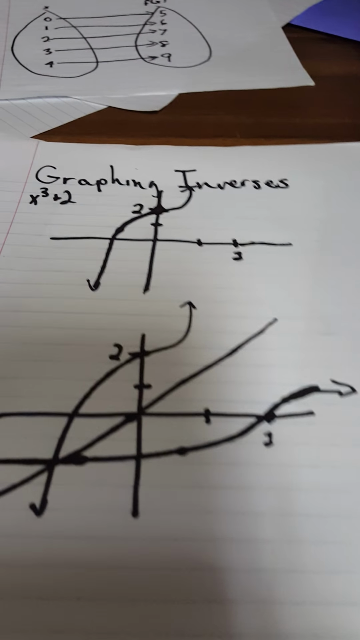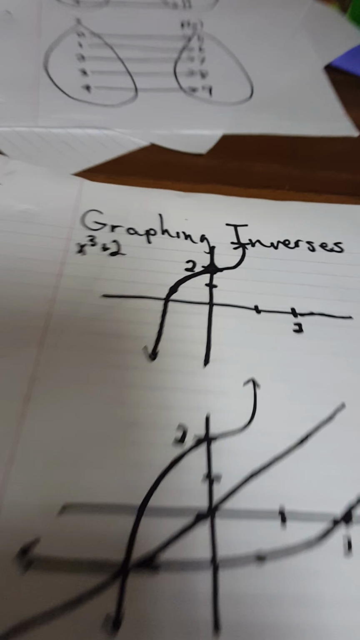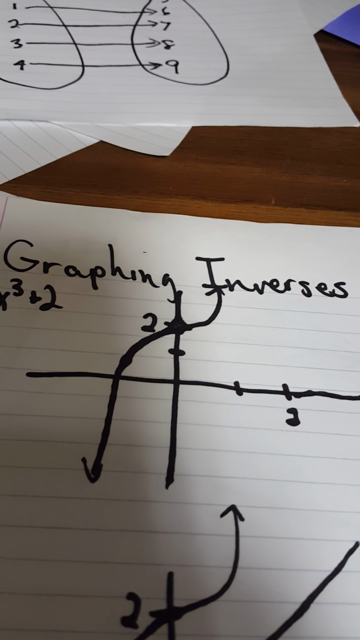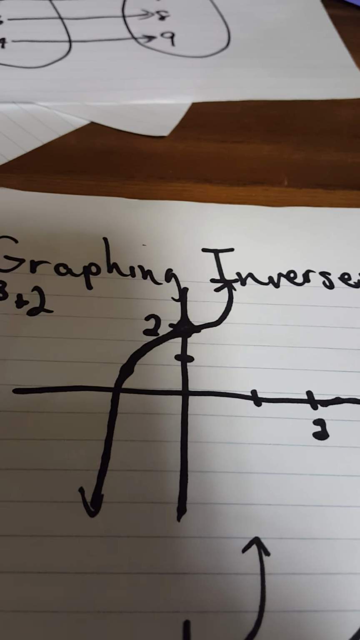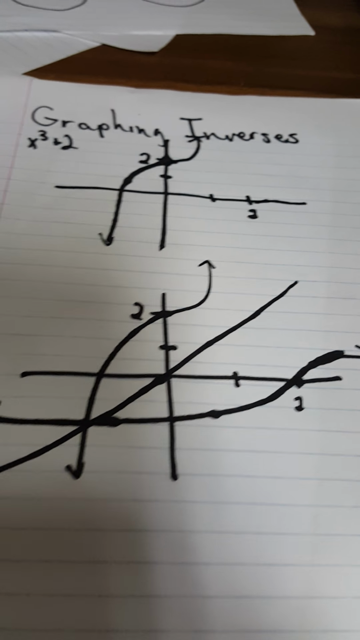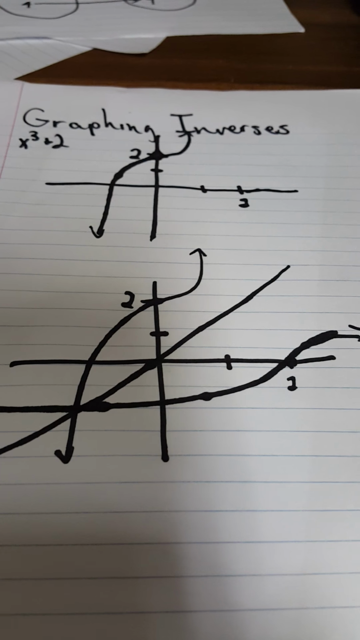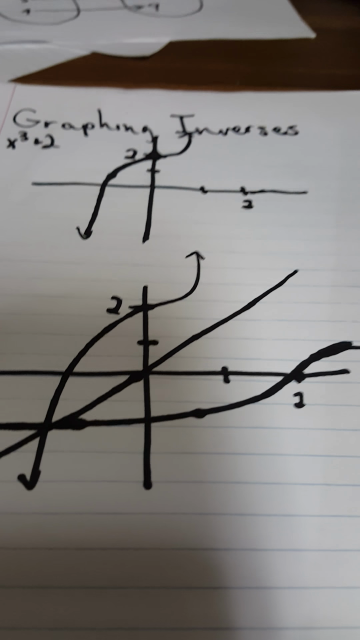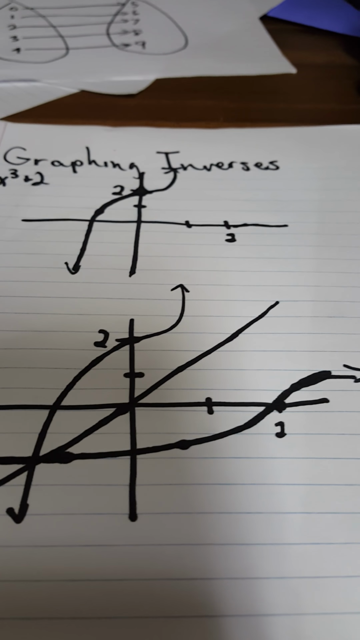So that's one of the simplest ways of graphing an inverse: to have the graph, draw the line y equals x, and reflect it across that line. It's basically the same thing as flipping your x's and your y's and making a graph from that. So you can take a point, flip the x and y, and you'll have the inverse, and you can start graphing like that.